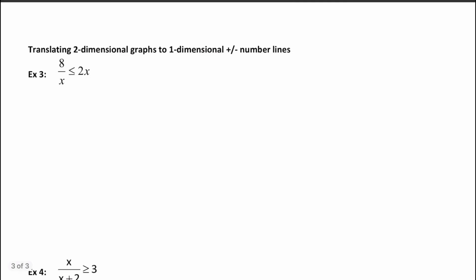Okay, let's take a look at two more. Translating two-dimensional graphs to one-dimensional plus-minus number lines. So we're going to do this algebraically first, and then I want you guys to check it graphically. All right, and graphically might actually be a little bit more confusing because you can see some pretty weird graphs. But anyway, first thing I'm going to do is subtract the 2x over. It gives me 8 over x minus 2x is less than or equal to 0. Common denominator is going to be x, so I'll multiply by x over x. So the top's going to become 2x squared.